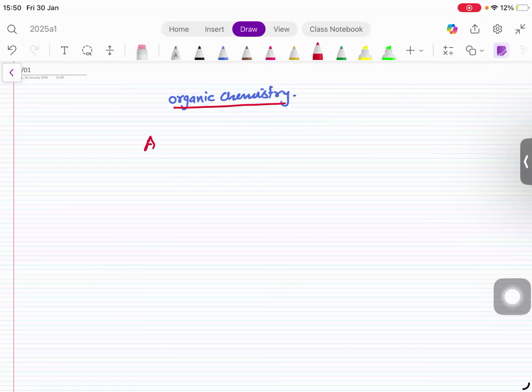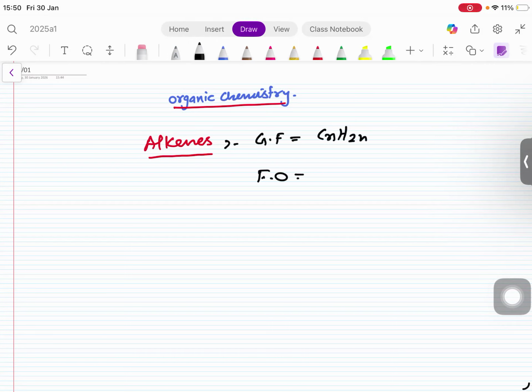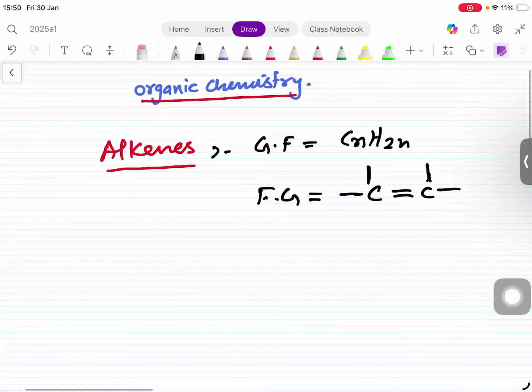Okay, give the heading. Alkenes. Alkenes are hydrocarbons. They are the organic compounds with the general formula CnH2n, and their functional group is carbon-carbon double bond. Okay?